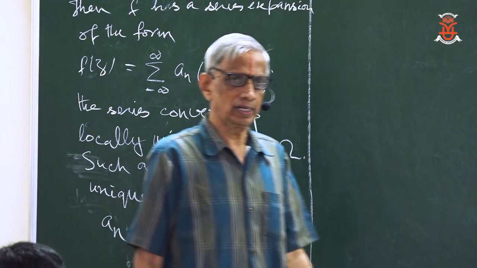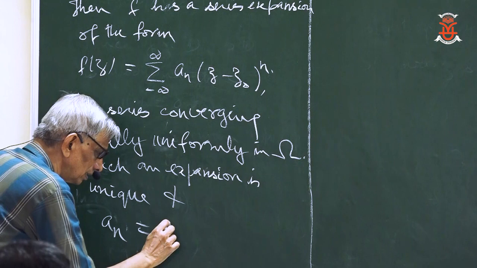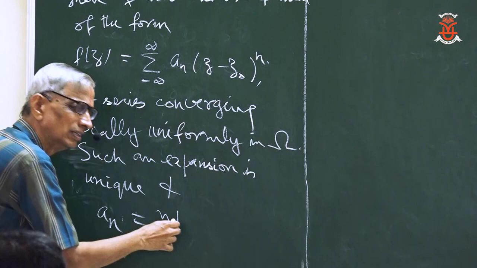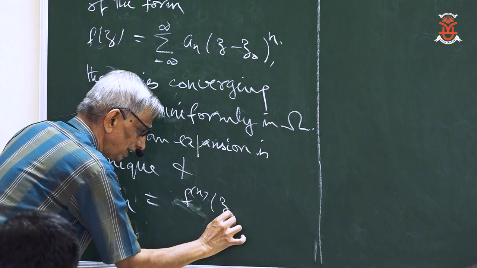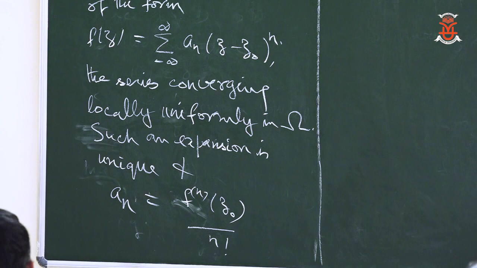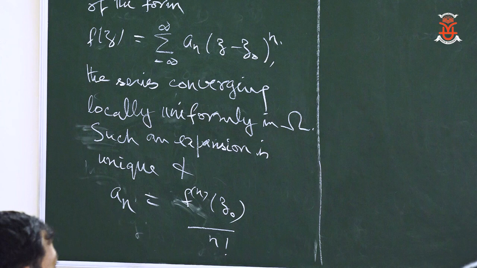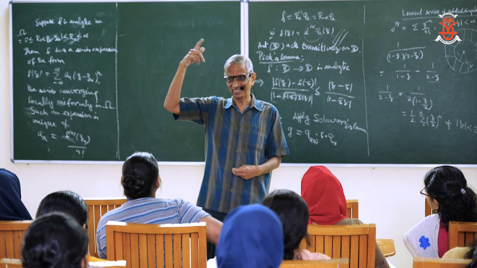They are given by the same formula as we had in the power series case. What was that? n factorial in the numerator, denominator, F^(n) at z naught. Now n varies over all integers, positive or negative. So what do you mean by F^(n) for negative n? The other formula, Cauchy's formula, as a Cauchy integral, right? Not in terms of the derivative.